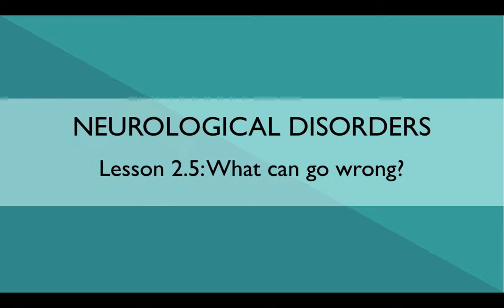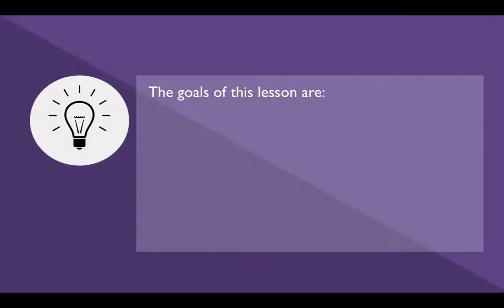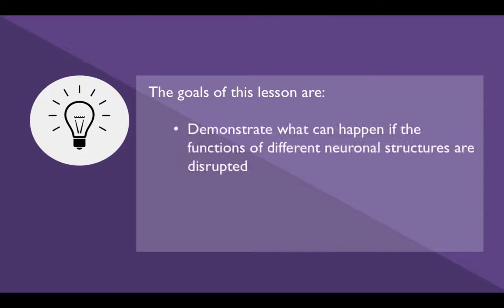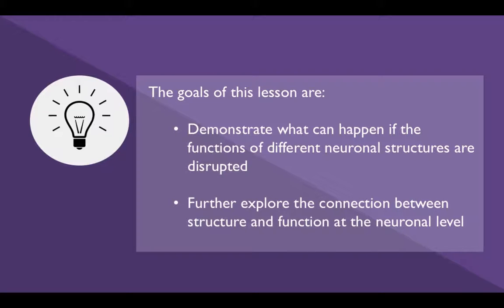Neurological Disorders Lesson 2.5, What Can Go Wrong? The goals of this lesson are to demonstrate what can happen if the functions of different neuronal structures are disrupted, and to further explore the connection between structure and function at the neuronal level.